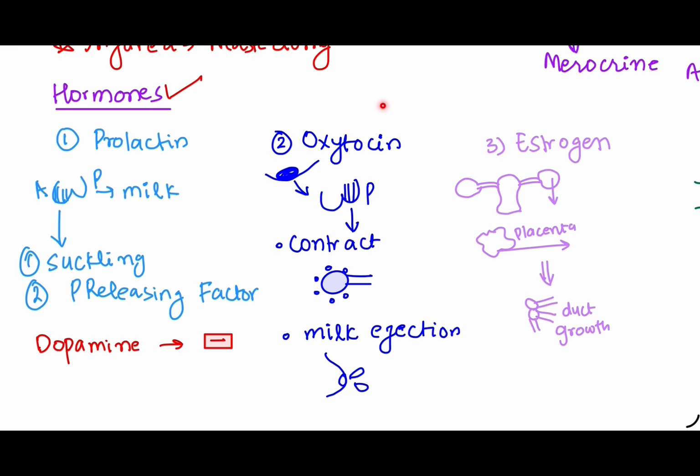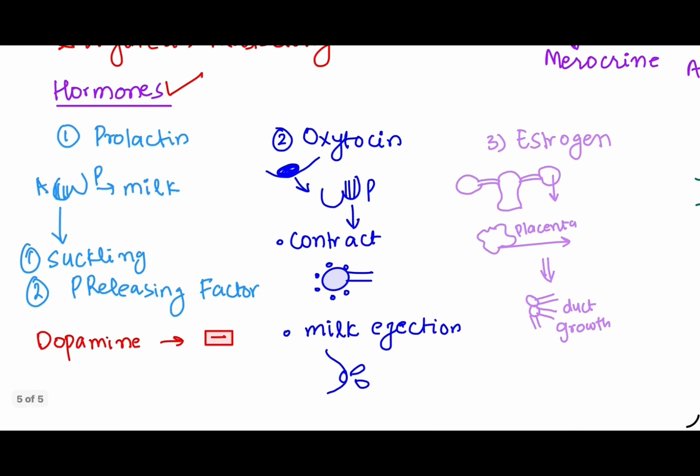Then there's oxytocin. Oxytocin is produced in the hypothalamus and then stored in the posterior pituitary, because the posterior pituitary doesn't produce hormones itself. It just works as a storehouse. We have discussed this already: oxytocin goes to the myoepithelial cells surrounding the alveoli, acts on them, and pushes the milk out. So that's milk ejection during suckling. Obviously, suckling drives prolactin, and then there's milk ejection.